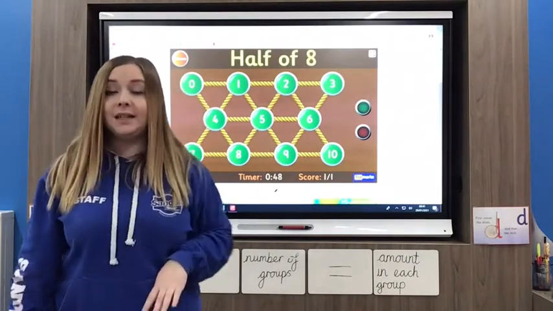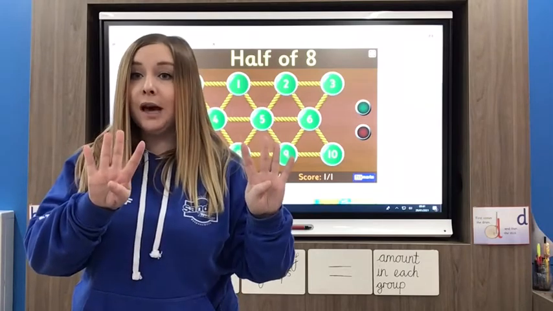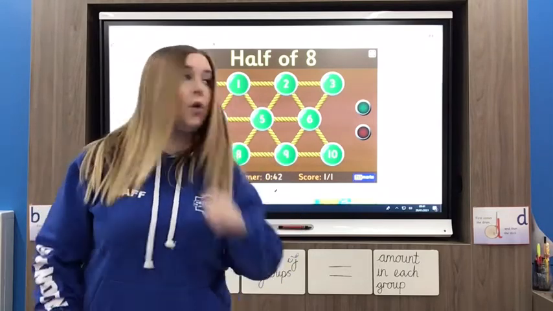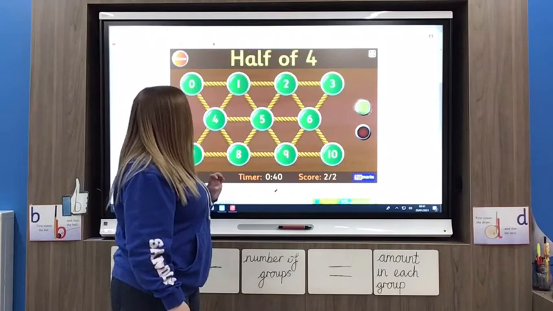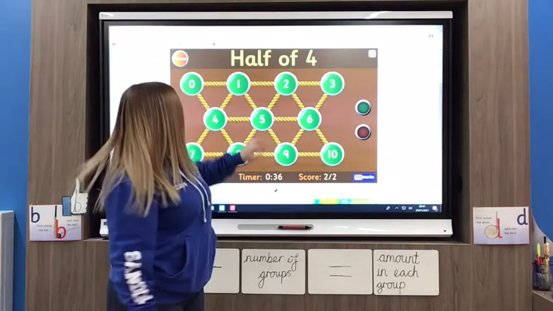Half of 8. This time I've got 8 all together. If I put them into 2 groups, how many do I have? 4. Half of 4, again, we've just done that one. Can we remember? 2.